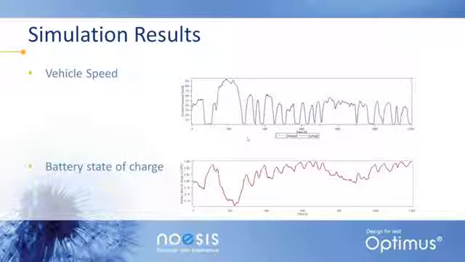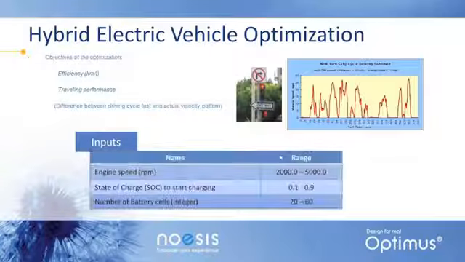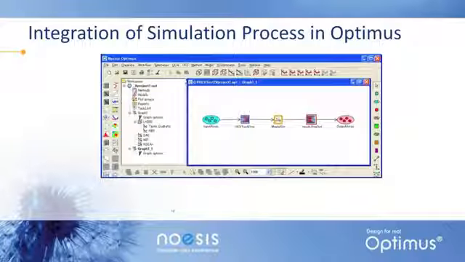process. So we've come up with kind of an optimal battery state, and we want to evaluate or change our input variables to match this battery state of charge in a typical driving cycle. So our inputs in this optimization, we're going to vary the engine speed. We're also going to vary the state of charge. This is the battery level in which the internal combustion engine begins charging the batteries. We also decided to add a discrete input variable as the number of battery cells.